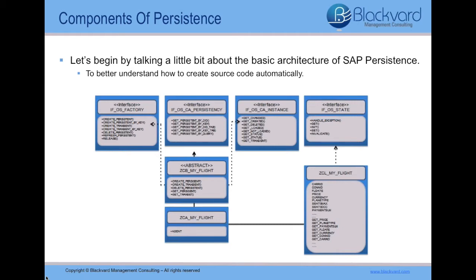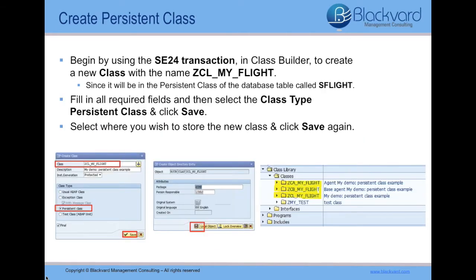The only thing we will do is we will generate our class, and we will add a mapping to this flight table, and then the attributes and the methods are automatically generated, as well as the interfaces and the abstract and the agent class. So let's go into this step.